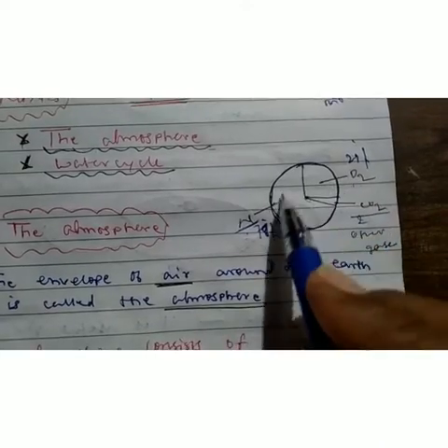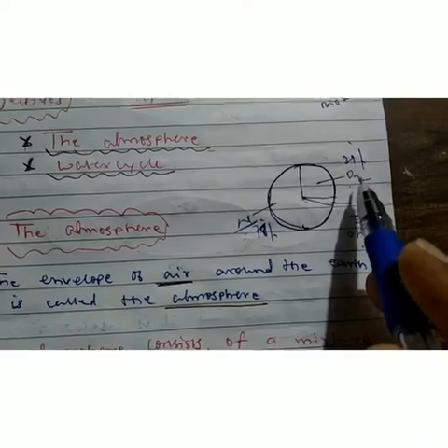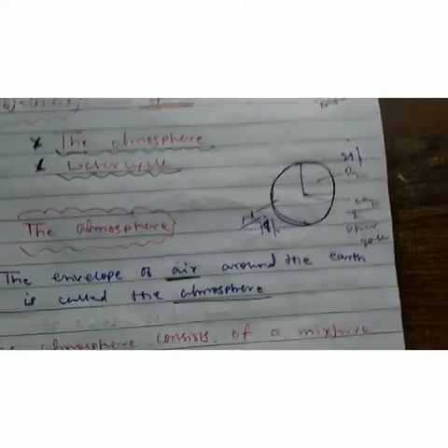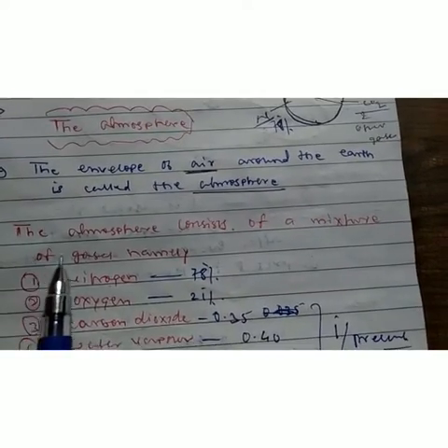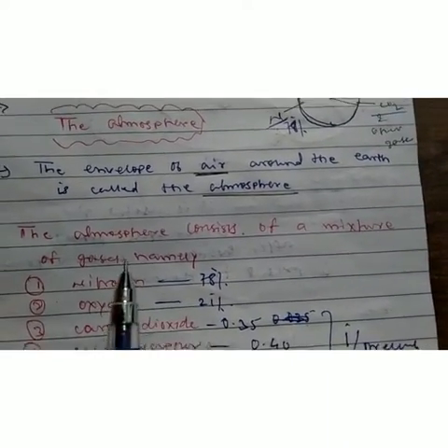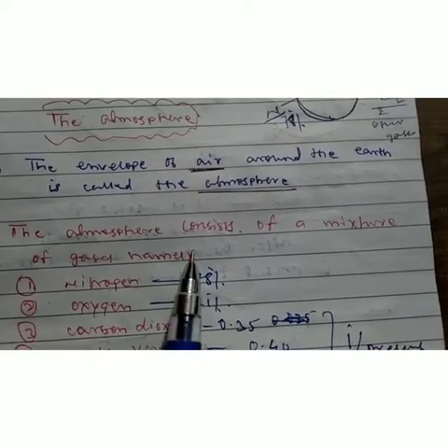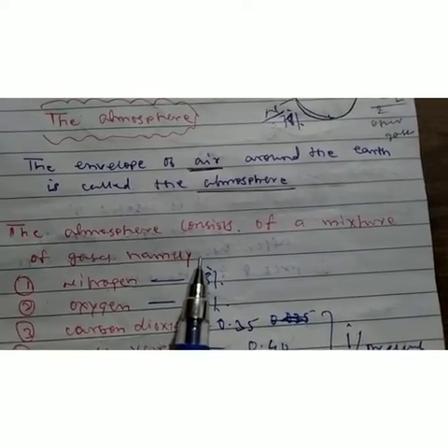In this way you have studied the classification of the air. Nitrogen and oxygen are the major gases. Now let's see that the atmosphere consists of a mixture of gases. First thing you have to understand, air is a mixture of gases. Air is not a compound. Water is a compound, but air is a mixture of gases. Everything you will study further in the higher classes. But now you have to listen to me.